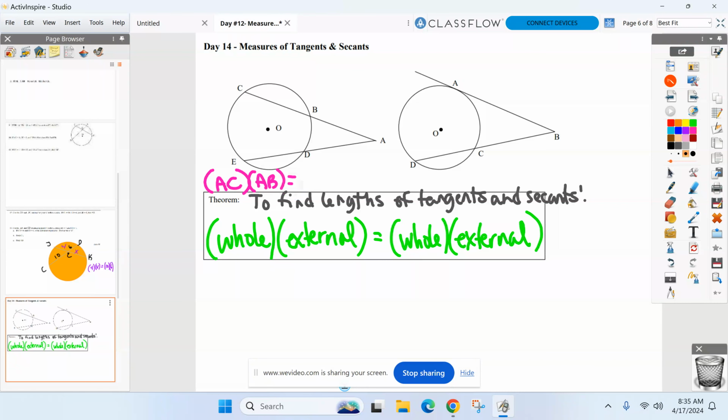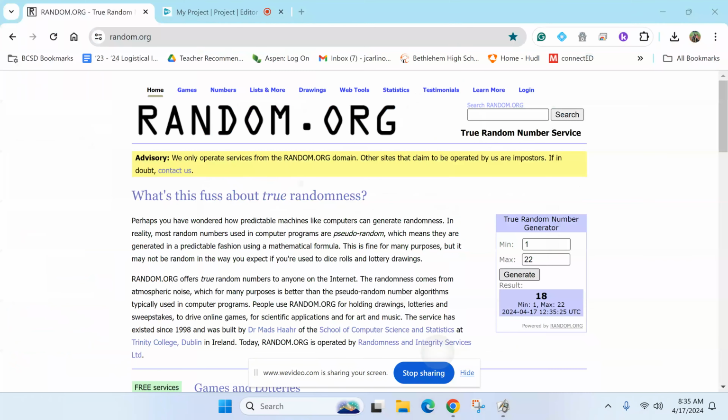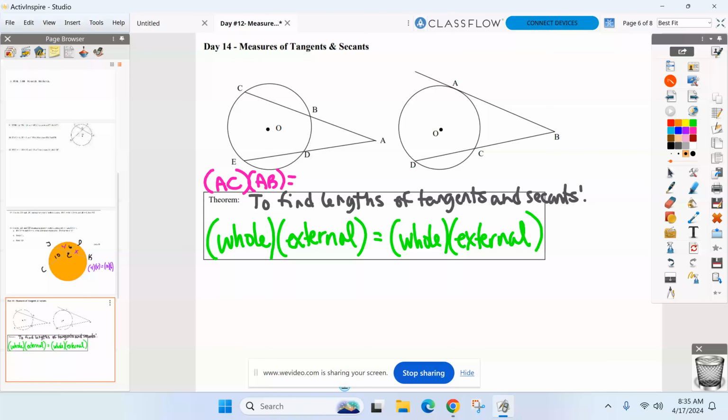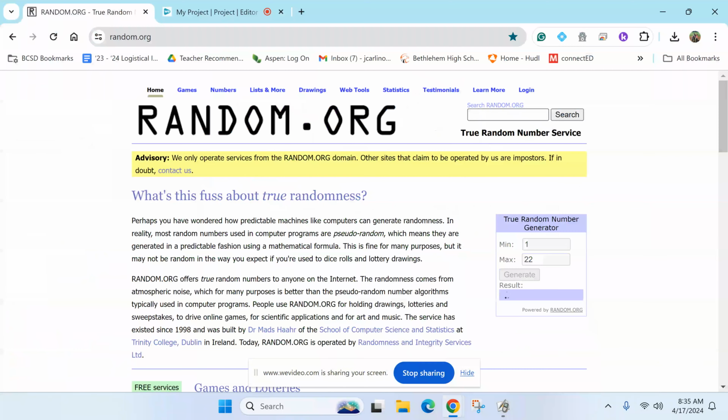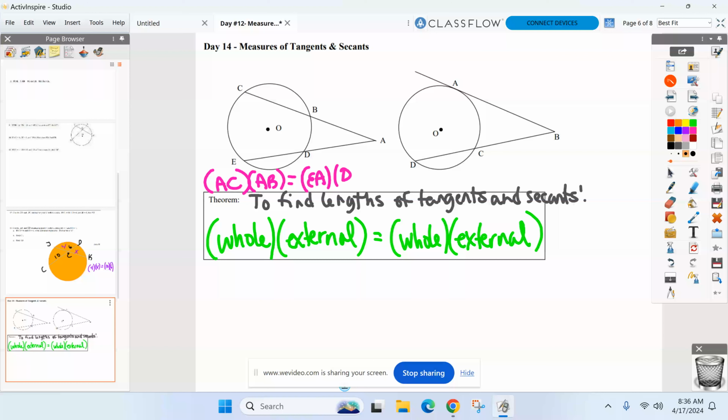Give me the name of the other whole secant now. Cormac? EA, good. Times its external part, which would be, for secant EA, the external part, Vinny? DA, good. So everyone see how that works for that one. Whole times external equals whole times external.